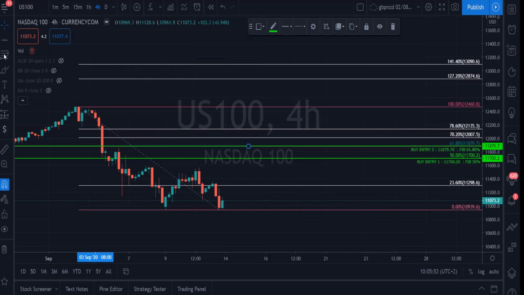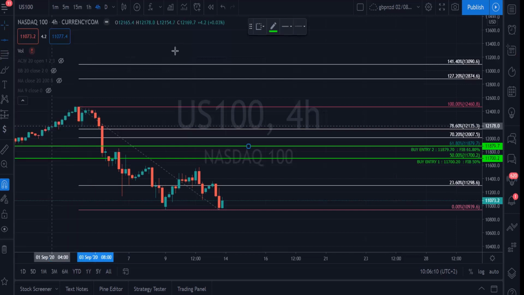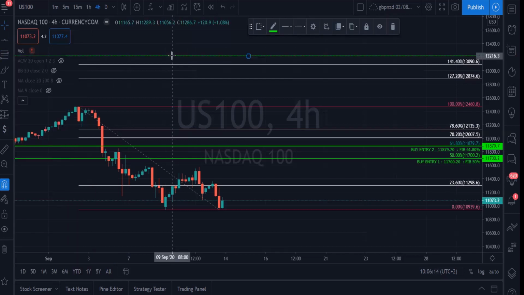I click on this horizontal line, you know that, right? Have you done horizontal lines before? Yes. All right, so you click on the horizontal line and then you paste it anywhere on your chart. So for this specific one, I'm going to put my TP at 12,460.80. Do you know how to edit this line?